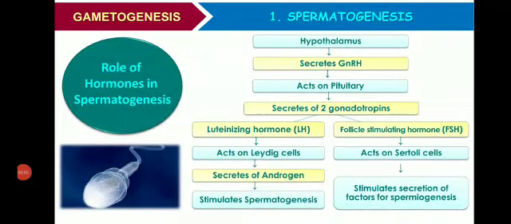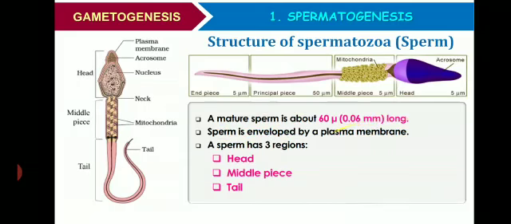So keep in mind students, in spermatogenesis we have read about hormone regulation. Hypothalamus secretes gonadotropin releasing hormone. It will act on pituitary. Pituitary is going to produce two gonadotropins. One is called luteinizing hormone. Another one is called follicle stimulating hormone.